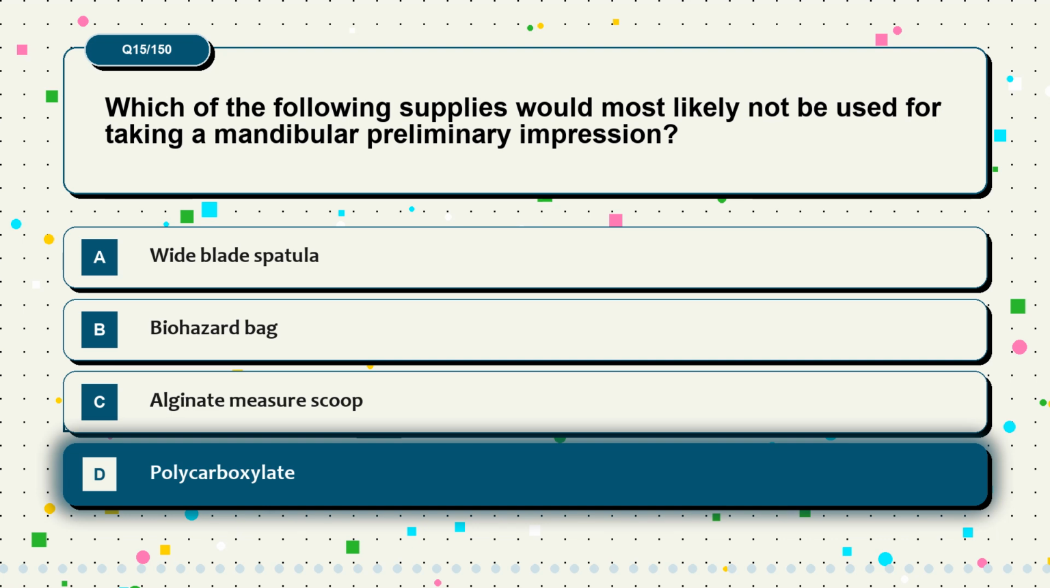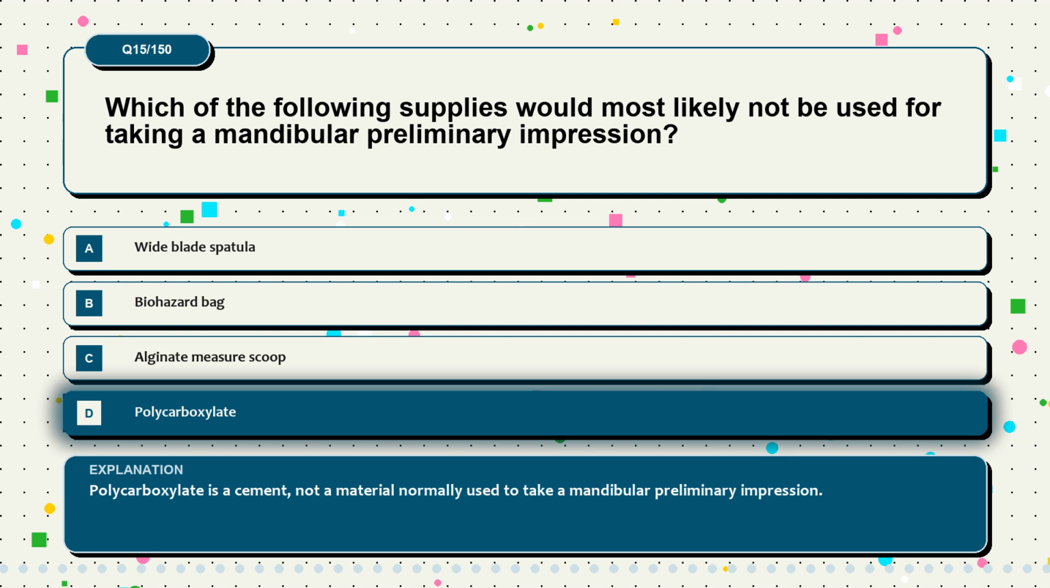The correct answer is option D, polycarboxylate. Polycarboxylate is a cement, not a material normally used to take a mandibular preliminary impression.